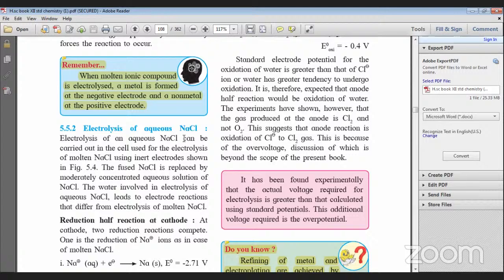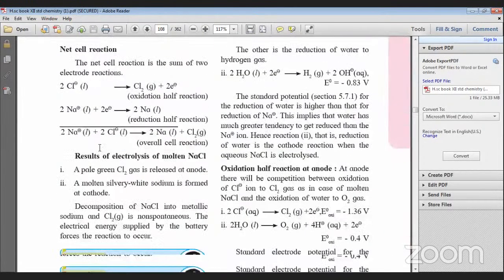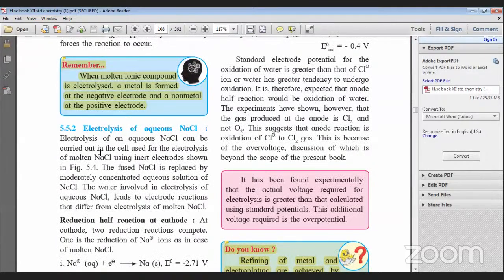Let's see electrolysis of aqueous NaCl. So this is what we have seen earlier for the fused, and this is aqueous. So what will be the difference between them? Now, let's see how it takes place in aqueous. Electrolysis of aqueous NaCl can be carried out in the cell used for the electrolysis of molten NaCl using an inert electrode. We will use everything the same. Only here, instead of fused, we have used aqueous sodium chloride.